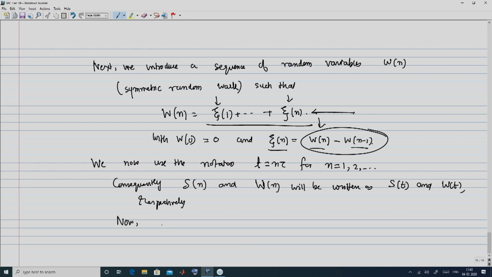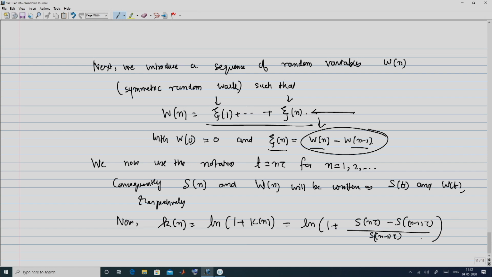Now, what is k n? Let us go back to k n. K n is natural log of 1 plus capital K of n. Now, what is capital K of n? This is just S of n tau minus S of n minus 1 tau divided by S of n minus 1 tau. So, this is going to be natural log of 1 plus S of n tau divided by S of n minus 1 tau minus 1, this to cancel out.